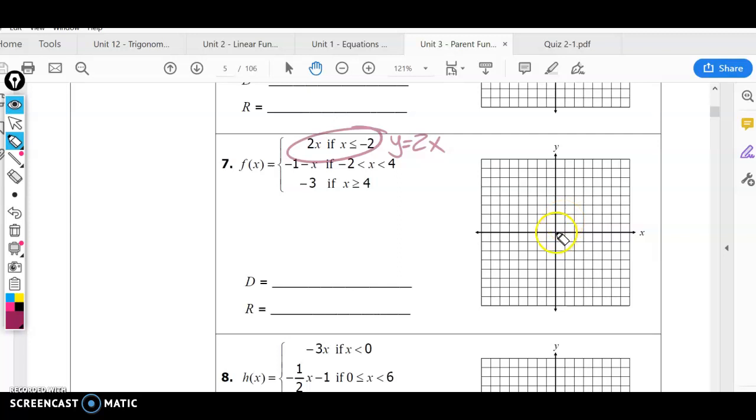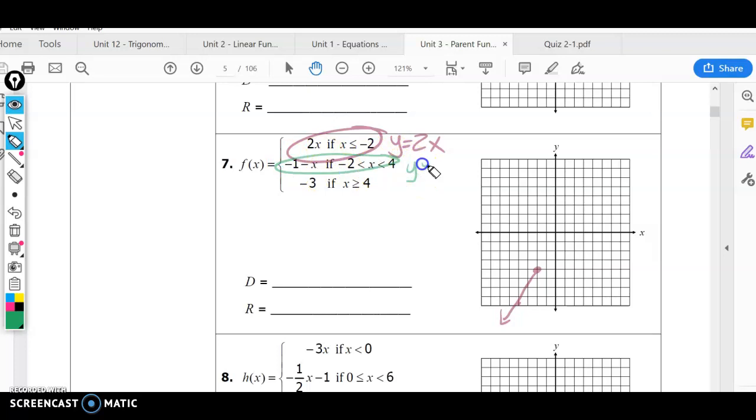The graph normally looks like this, doing a rise over run of 2 over 1. But we only want it for x less than or equal to negative 2. So I erase all these, and I start at negative 2. And it's going to be a closed circle because of the equal to sign. Everything going that way.